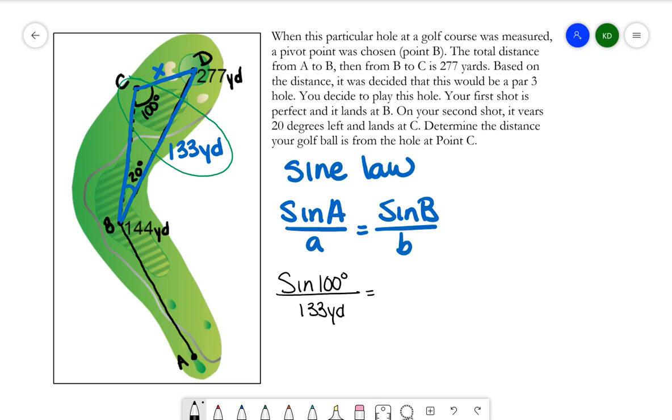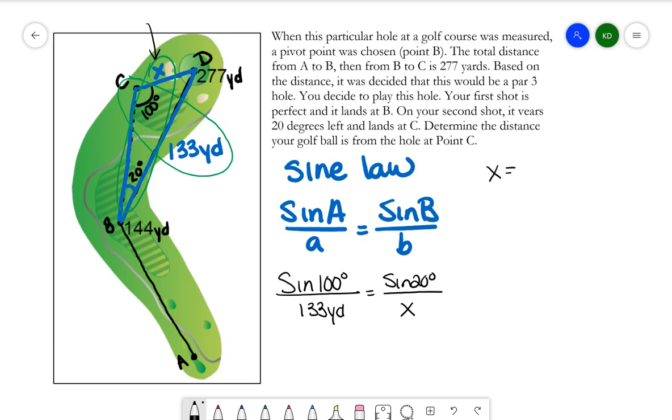Well, what I'm looking for is a side length. I'm looking for x. So in order to use this with the sine law, I need to know its corresponding angle, which I do. So let's start plugging that in. We have sine of 20 degrees. And in this case, my B value is x. That's the variable I've decided to use here. So let's cross multiply and divide.